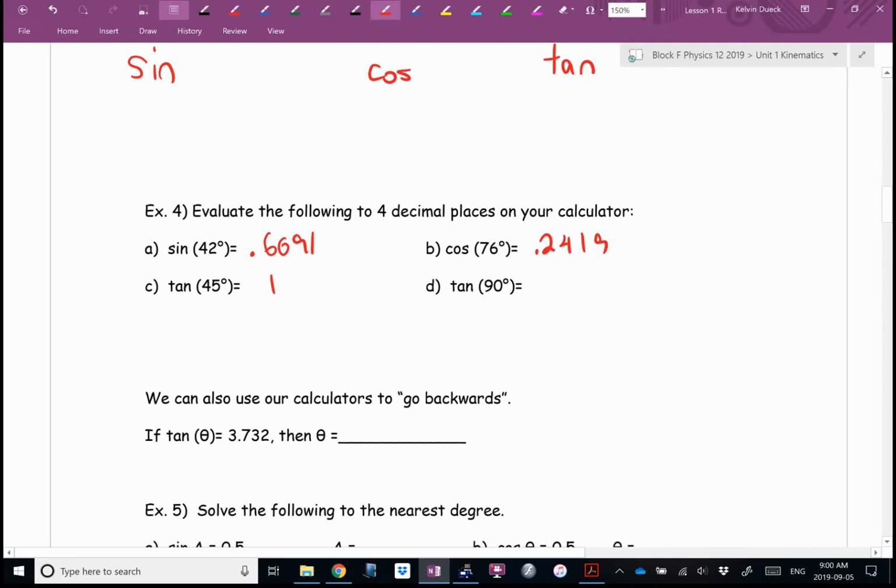Tan of 45, I know. And you should find D is a little strange. What did you get when you tried finding the tangent of 90? Error. Really? You know what? Let's sneak up on it. What's the tangent of 89 degrees on your calculator?